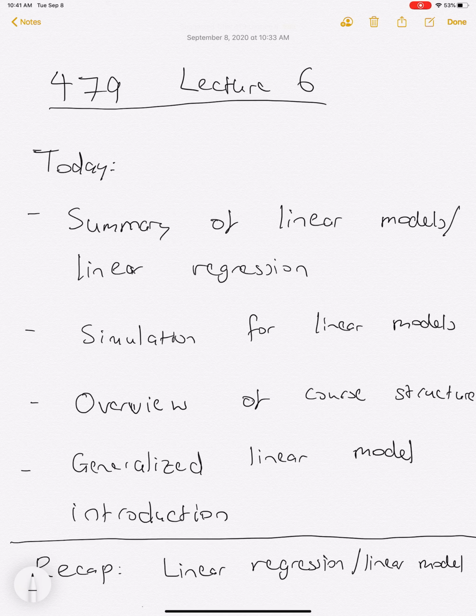Then I'm going to briefly overview the course structure, just what you can expect over the next 18, 20 lectures or so. Part of that's included in the weekly schedule, but I wanted to go over it briefly. And then we're going to move on to our next big modular topic, which is generalized linear models. We'll introduce that and stop when we've run out of time.